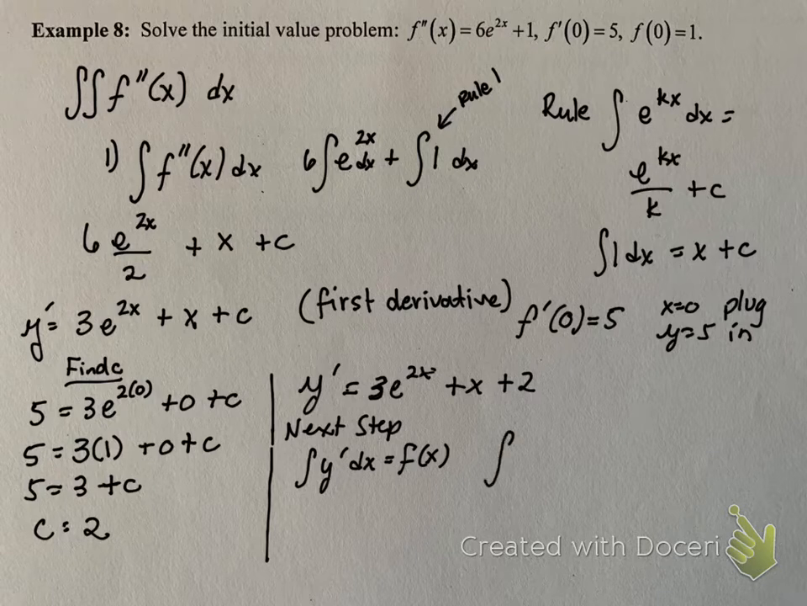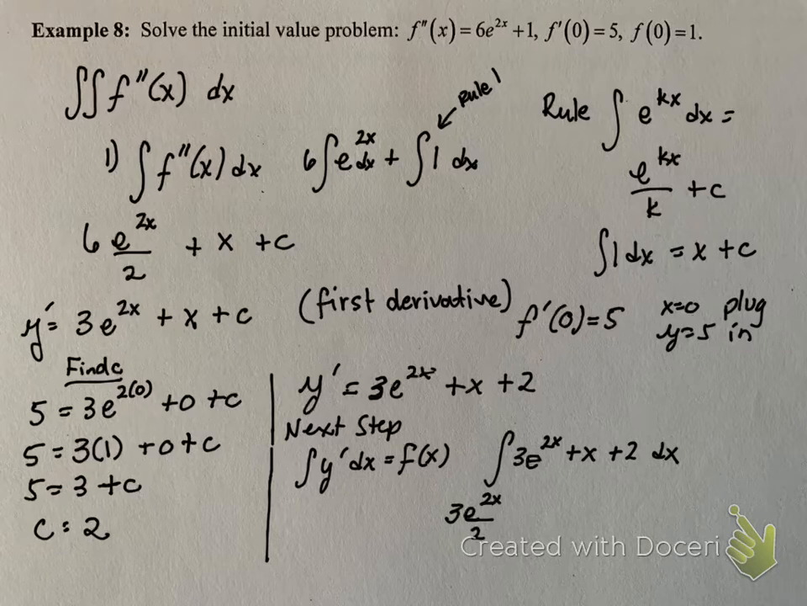I'm going to integrate 3e to the 2x plus x plus 2 dx. Once again, we're going to use that rule that says e to the kx, if I integrate that, I get e to the kx over k. So this first one is going to become 3e to the 2x over 2.